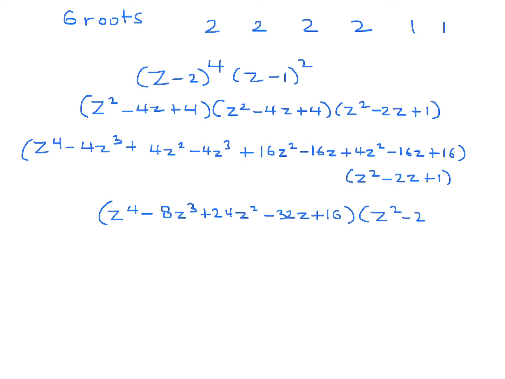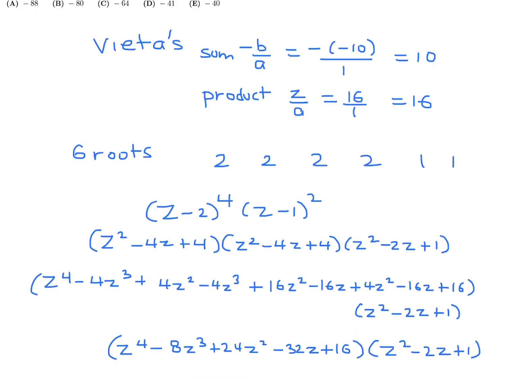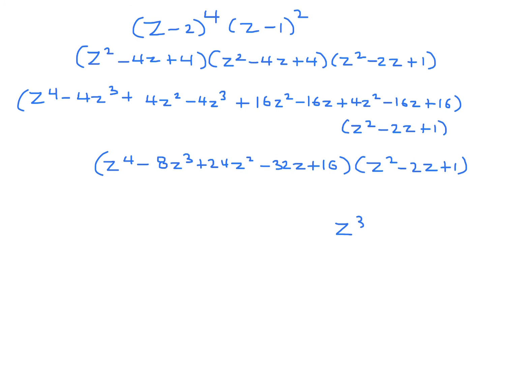Now, I don't need to expand it once again because I really just want the coefficient, b, right? So b is the coefficient of z to the power of 3. So I really just want what goes in front of z to the power of 3. When I multiply z to the power of 4 by any of these, it'll be more than z to the power of 3. But if I multiply that by 1, I get the first part of the coefficient, negative 8.